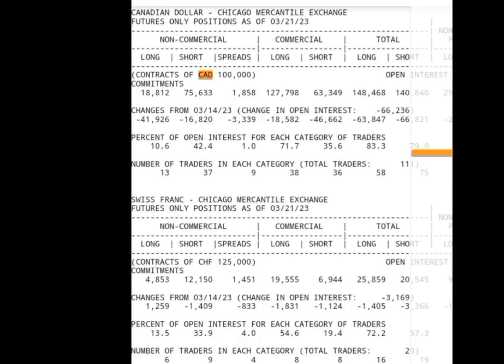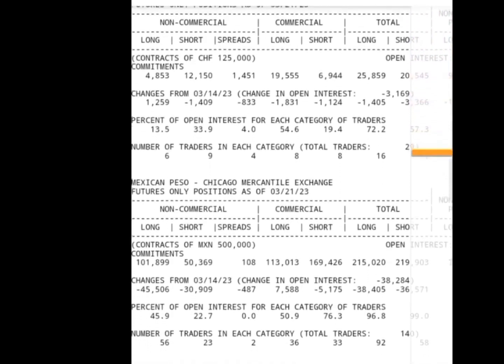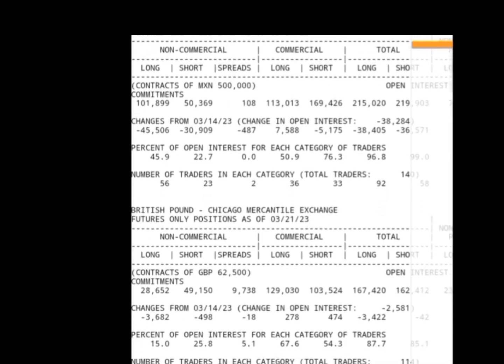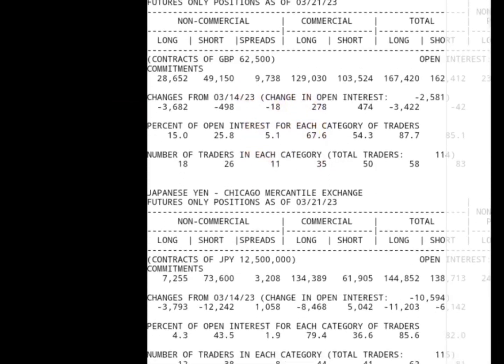What do I mean by that? Let's look for any other pair. Let me look for a pair that is going long. We can see British pound here. British pound is still more on the short side, except that 9,150 positions were added for British pound.